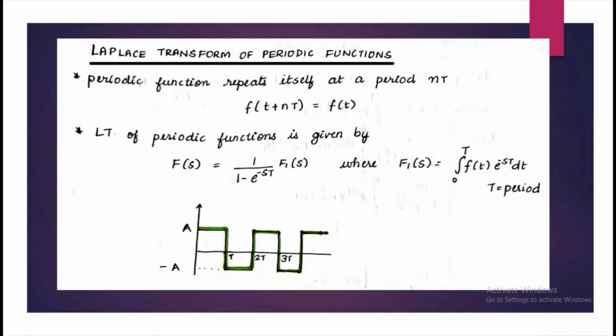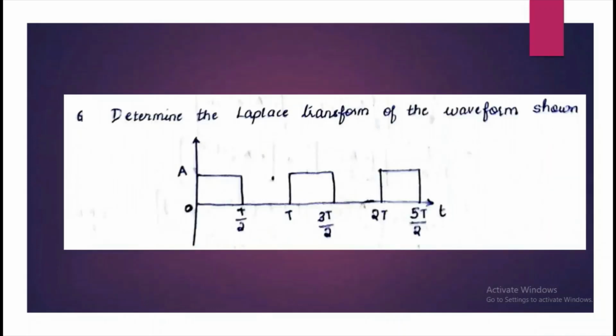To find the Laplace transform of a periodic function, we find the Laplace of one cycle, which is represented by F1(s), and then to find the final Laplace, we multiply it by 1 by 1 minus e raised to minus sT, where T is the repeating period. So let's do a few problems based on this.